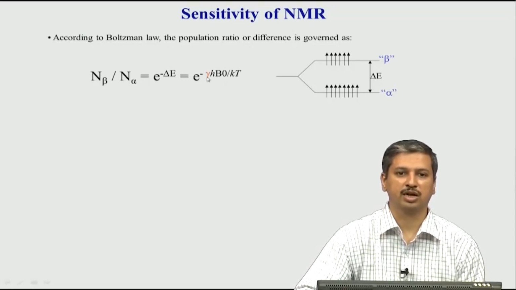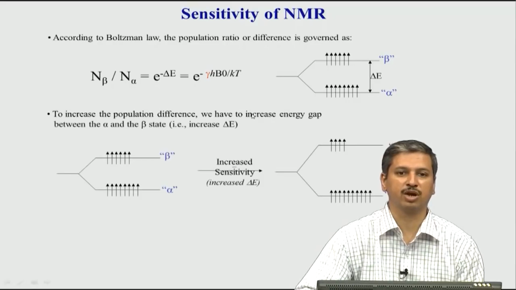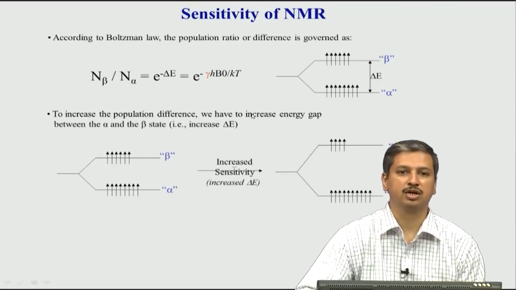Here you can see I can either increase gamma, or I can change B0 and make it a very high value, or I can decrease the temperature. The h and k are constants, which I cannot vary. So, if I decrease the temperature also, I can increase this difference. These are the three basic parameters which determine the sensitivity.